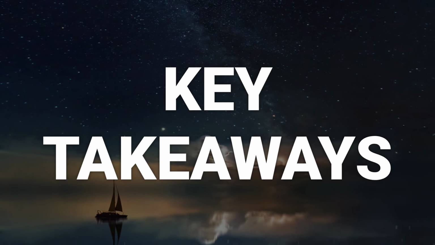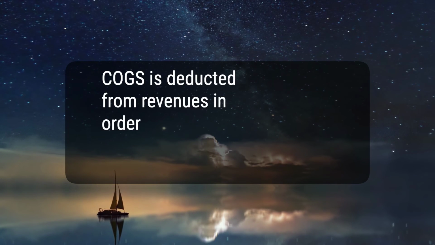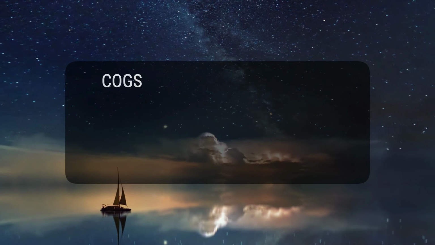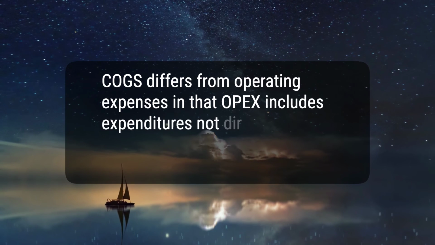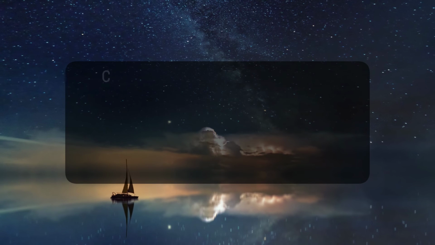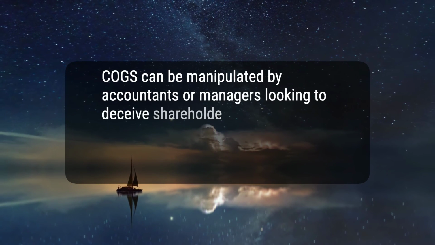Here are 4 key takeaways. 1. COGS is deducted from revenues in order to calculate gross profit and gross margin. 2. COGS differs from operating expenses in that OPEX includes expenditures not directly tied to the production of goods or services. 3. COGS can be manipulated by accountants or managers looking to deceive shareholders.